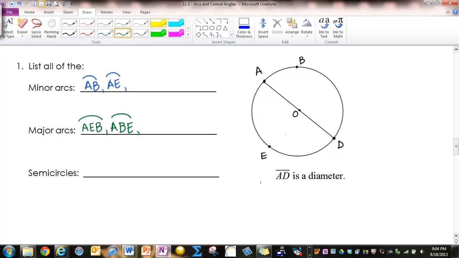Our third minor arc goes from B to D, so I call that arc BD. And its corresponding major arc again goes from B to D the long way, going through A and E. So I'm going to start with B, I'm going to end with D because those are the endpoints of my major arc, and I go through A and E. I can put either one here in the middle. I'm going to put A, so arc BAD is my green major arc.